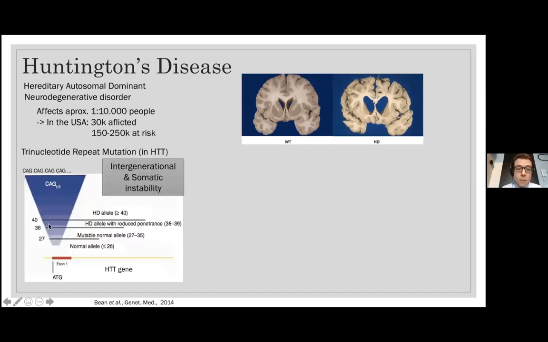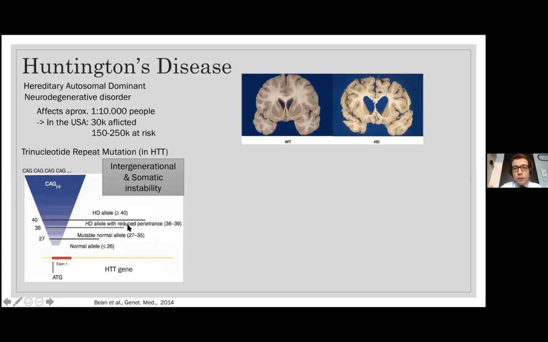So it's caused by a mutation in the HTT gene in exon 1, and it's a special type of mutation. It's a trinucleotide repeat mutation. So in this portion of exon 1, there is a repetition of CAG, CAG, CAG. And usually, the number of repeats is below 26. But in some people, it is above 36. And there is a reduced penetrance.